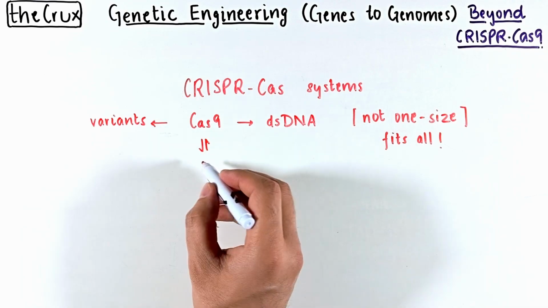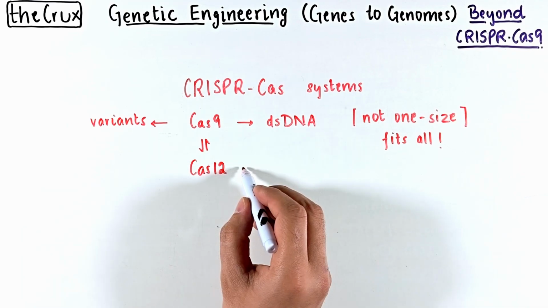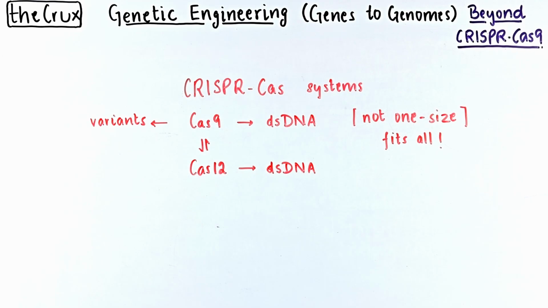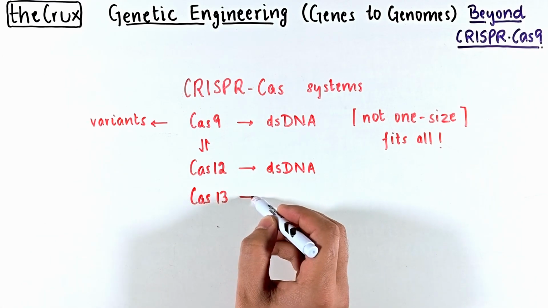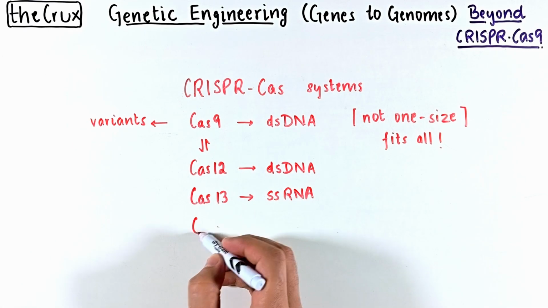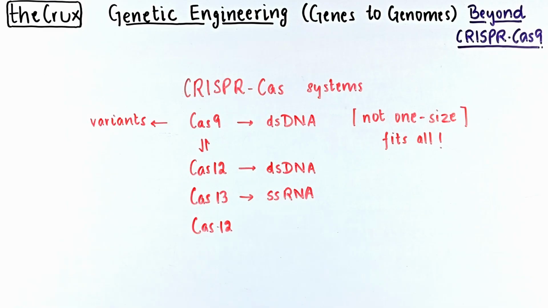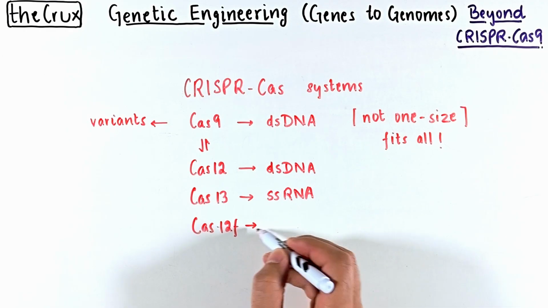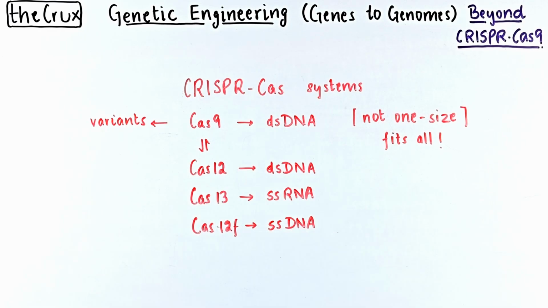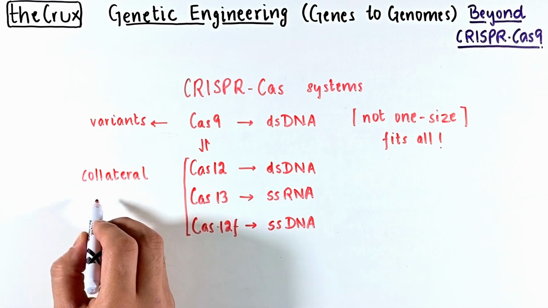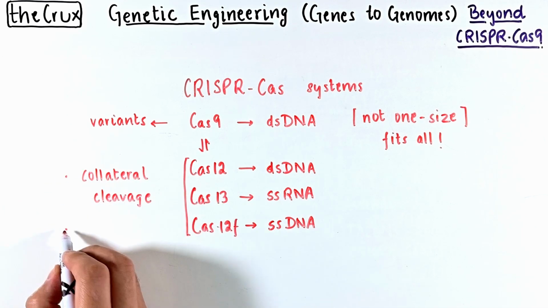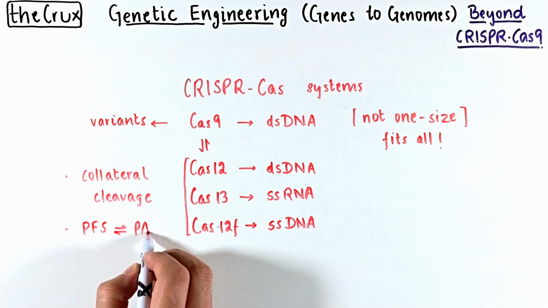We also have alternative Cas enzymes like Cas12, which also targets DNA but works slightly differently. There's Cas13 if you want to do something like RNA interference. There's also Cas12f, which likes to munch on single-stranded DNA. We'll talk all about this and many more examples, including the concept of collateral cleavage and alternative spacer flanking sites.